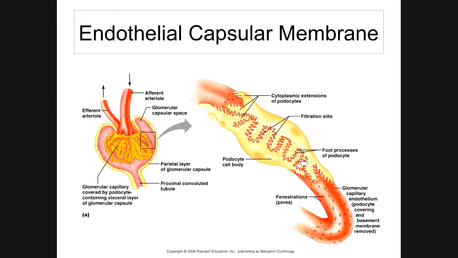So what type of molecules are going to get out to form the filtrate inside of this glomerular space here? That's right, small ones like water, glucose, sodium, potassium, calcium, hydrogen ions, chloride, that kind of stuff.